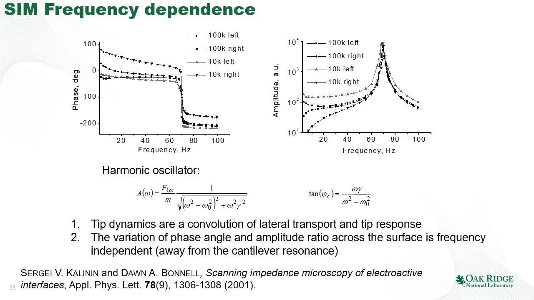However, if we look at the math, we know that tip dynamics is a convolution of the lateral transport and the tip response. However, the variation of the phase angle and the amplitude ratio across the surface are frequency independent, at least if we are sufficiently far from the resonance. So the absolute values depend on the frequency and the ratios do not. So basically, if we measure the phase angle change and the amplitude ratio across the surface, these are material specific, but not dependent on the detection system.